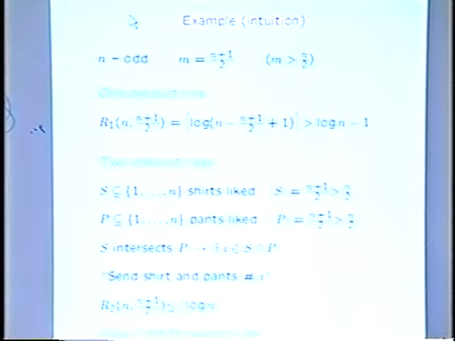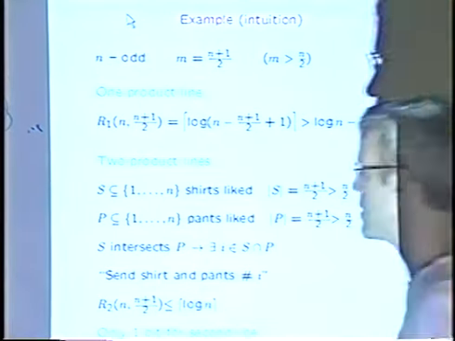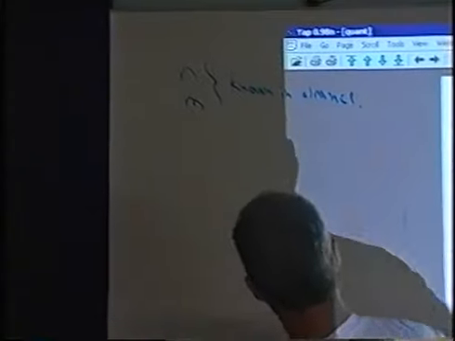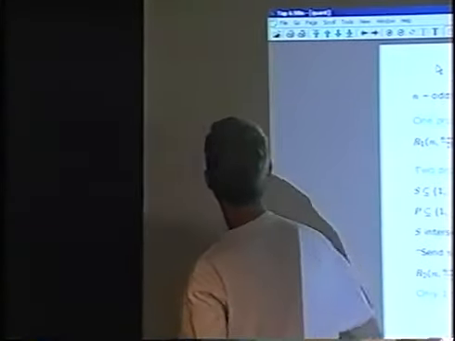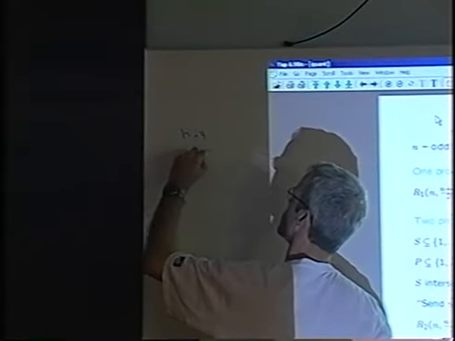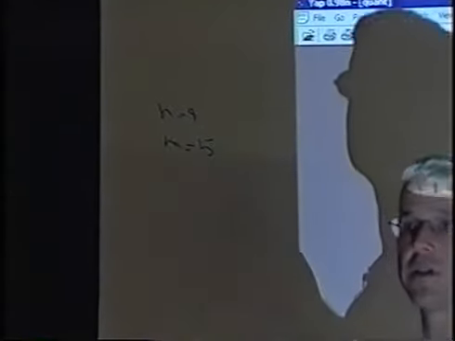Yes. Can you go back, please? Absolutely. If you want, we can do an example. Let's take n equals 9, and m equals 5. So m is slightly bigger than n over 2.